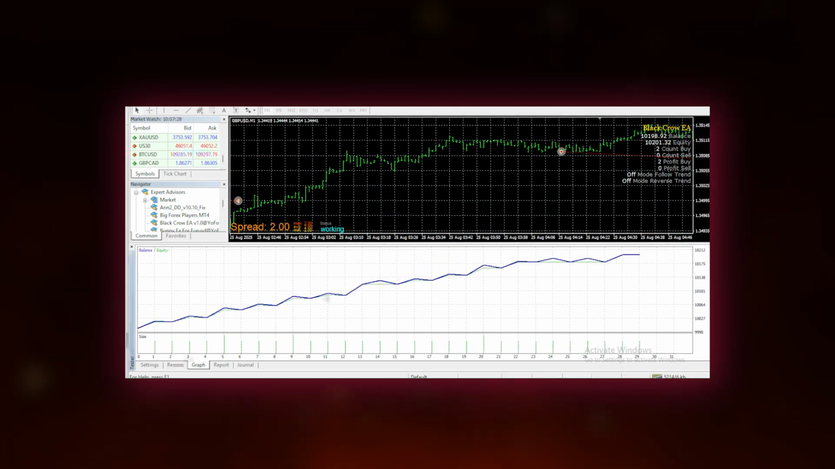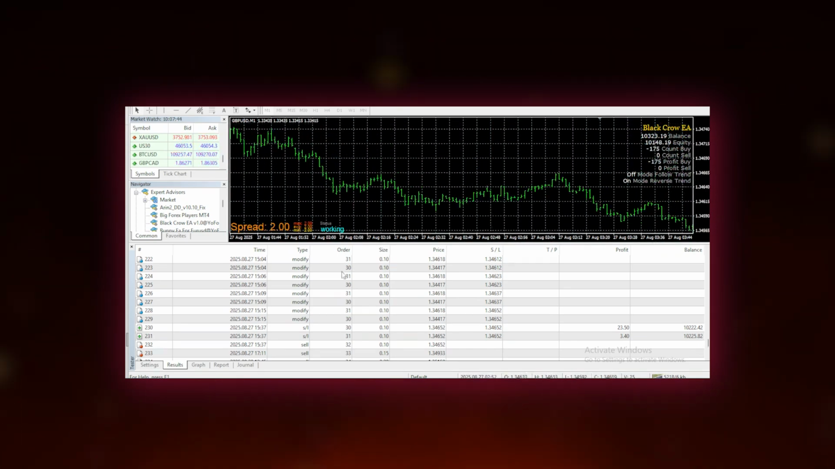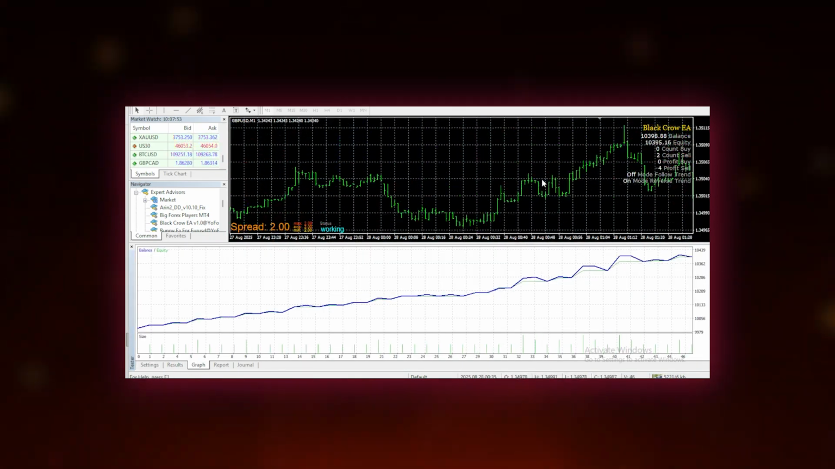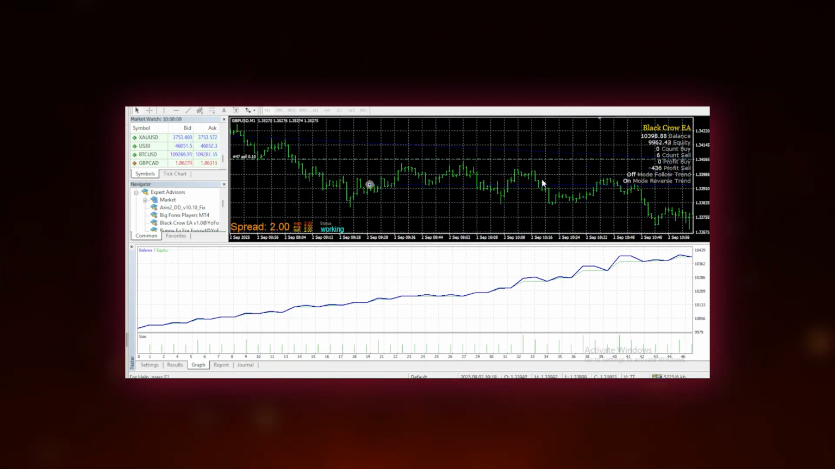It combines both trend following and reverse trend modes, automatically switching based on volatility and momentum shifts. Each trade is managed by its built-in risk control system to ensure steady equity growth and consistent profit flow, even during unpredictable price movements.